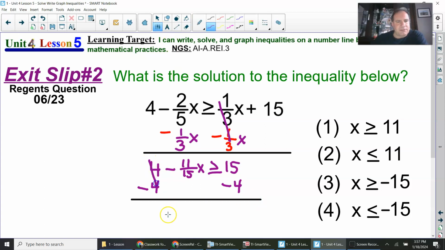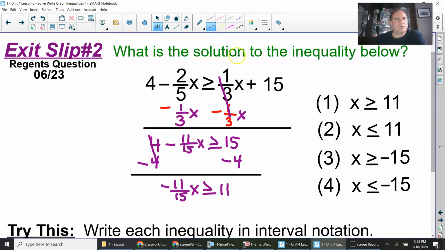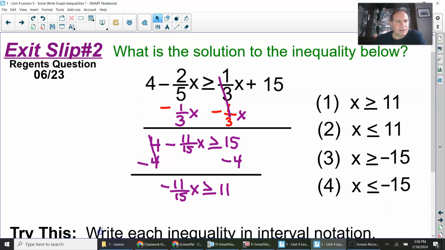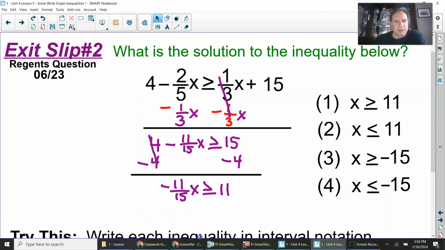This cancels. You have negative 11/15. X is greater than or equal to 11. So this is the reason why I wanted to do this this way, using this method.